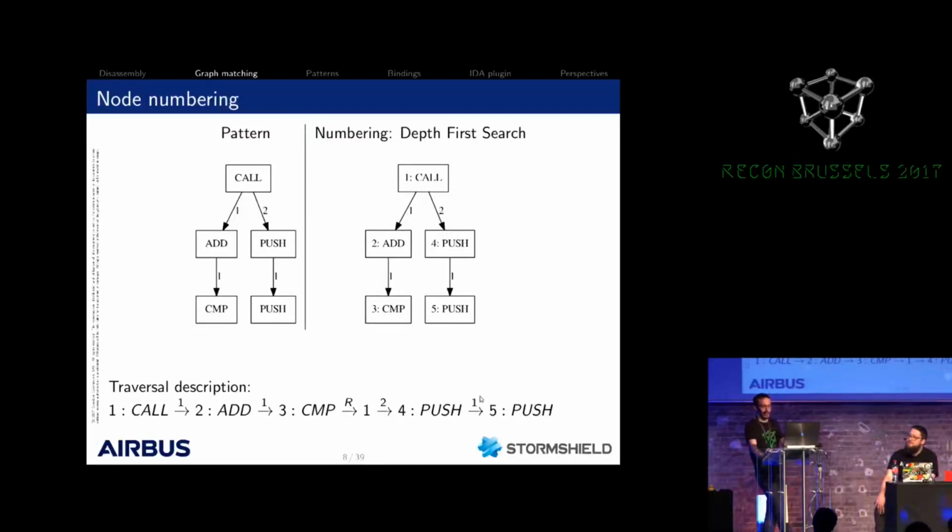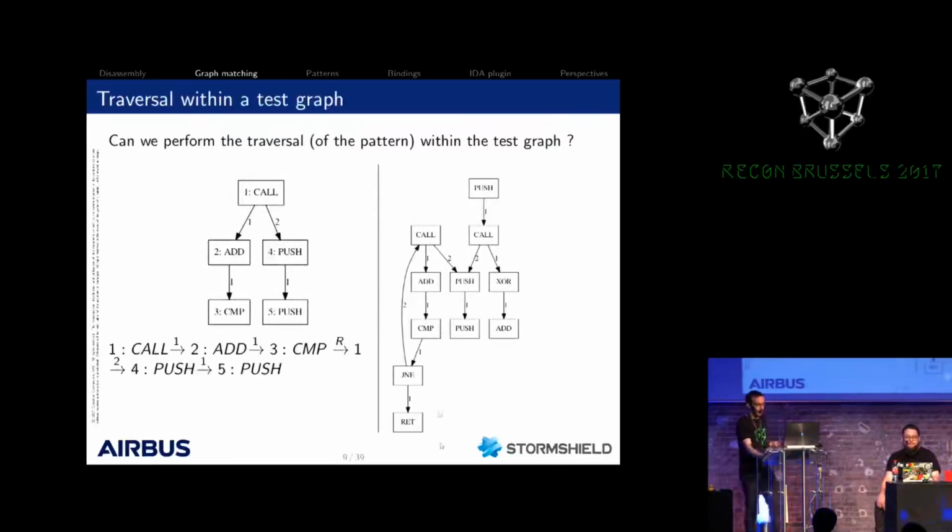Then you take the child number 1, and you get to another push. So this text representation is equivalent to the pattern representation as a graph. Once you have this, the question we need to ask is, can we perform the traversal of the pattern within the test graph?